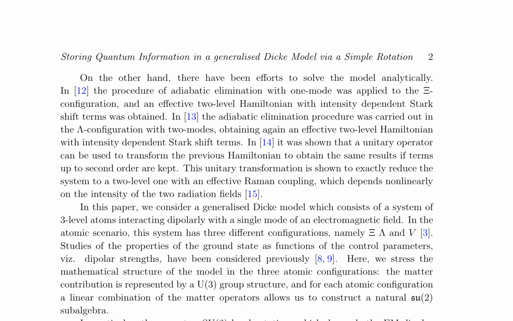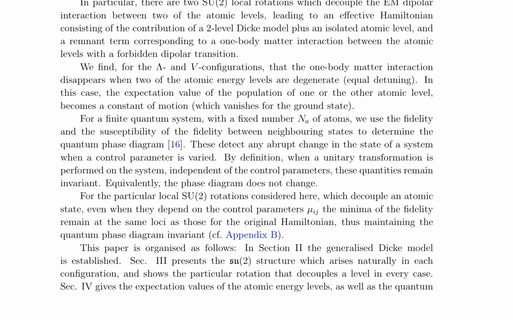The authors also use the fidelity and the susceptibility of the fidelity between neighboring states to determine the quantum phase diagram for a finite quantum system with a fixed number of atoms. These quantities detect any abrupt change in the state of a system when a control parameter is varied. They find that the phase diagram remains invariant under the local SU(2) rotations, as the minima of the fidelity remain at the same loci as those for the original Hamiltonian.